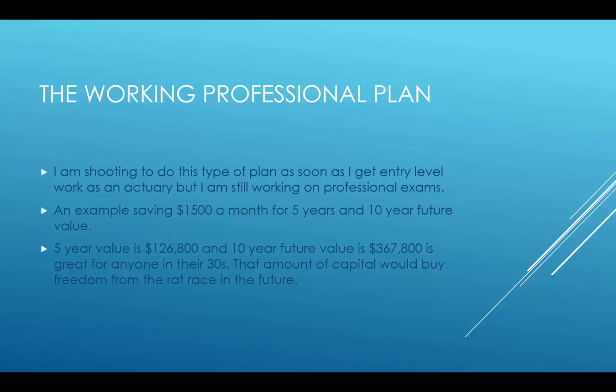This amount of capital will buy you freedom from the rat race in the future, but like the working professional plan, instead of 4 companies, I highly recommend between 7 and 9 companies as your core holdings. And just put the money in there consistently over the years, and that should make life a lot better.